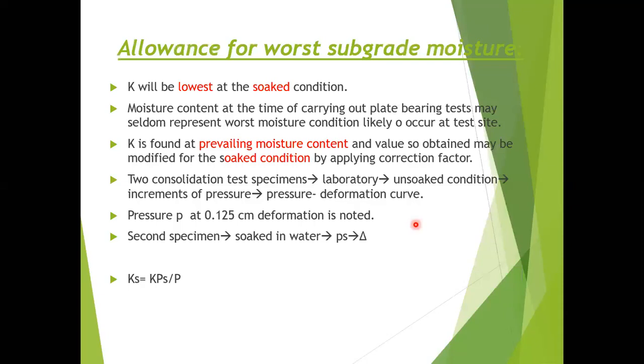Next, in CBR also there were two conditions. You can do the test on unsoaked condition or you can do the test on soaked condition. Unsoaked condition means immediately after the compaction of the soil, or immediately after the specimen is prepared, you can directly check the effectiveness of that sample, that is, you apply the load. In your laboratory, you have done the test for unsoaked condition.